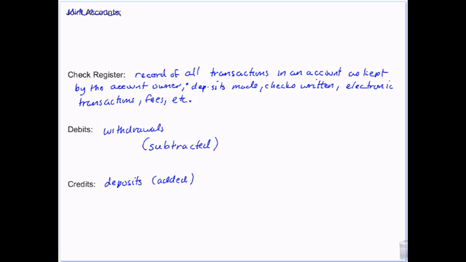Deposits, the O didn't quite show up apparently. Now fix that. There's an O right there.